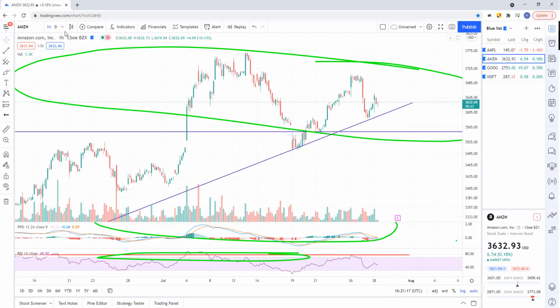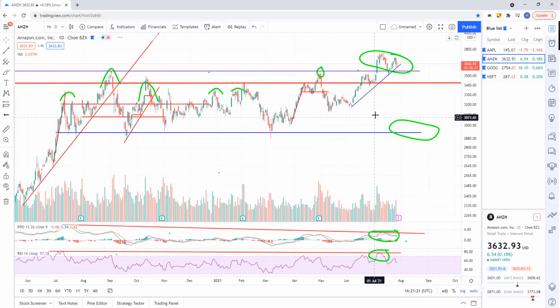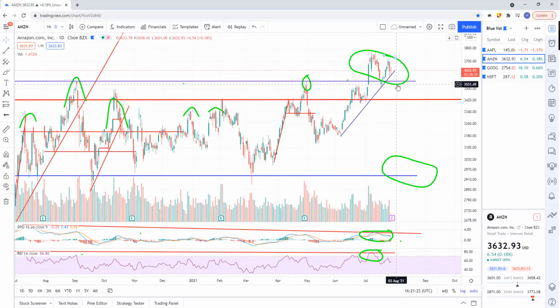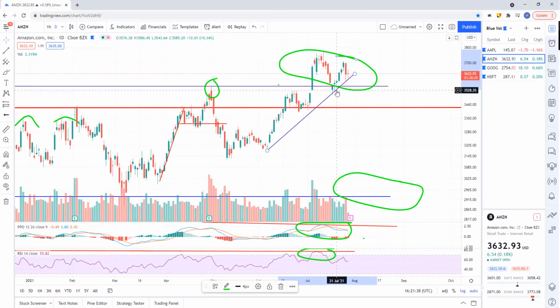Looking at Amazon, so Amazon's still within trend. We still have a bullish breakout as of right now. So I have it circled right here. This is a breakout above the former highs, which were right here back in September, about 3,550. You can see we had the breakout, back test, and we're still holding.